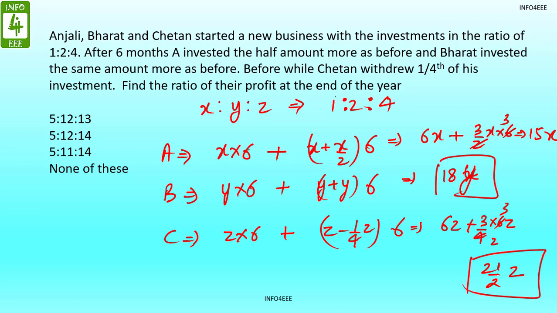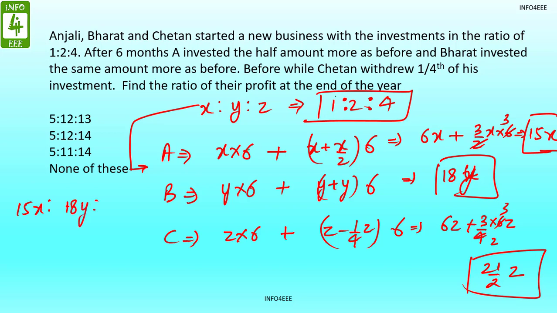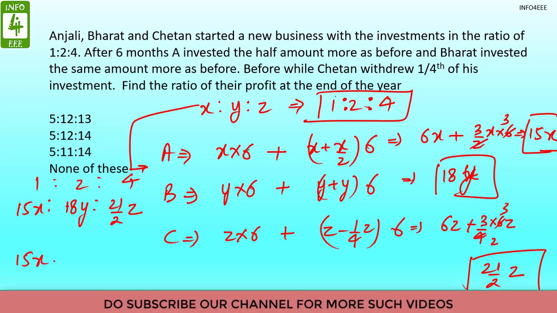So these are the values of the total investment, and this investment is done in the ratio of 1 is to 2 is to 4. So now you need to multiply this investment here. So what we got is 15x, 18y, 21 by 2z. Now you need to multiply this with 1 is to 2 is to 4. So you will get 15x, 36y and 42z.